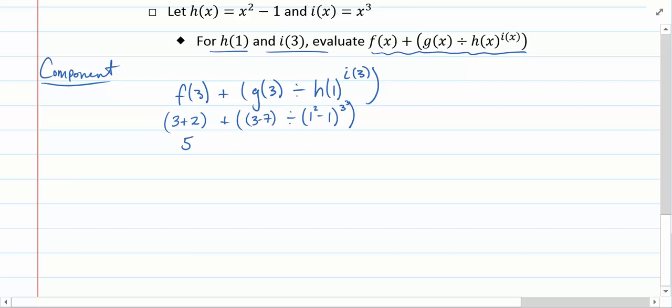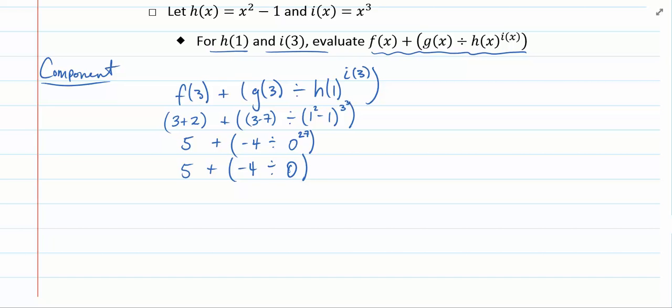3 plus 2 is 5. We can resolve that piece. 3 minus 7 is negative 4. 1 squared minus 1 is 0. And 3 cubed is 27. Following the order of operations, I would complete my exponents first inside the innermost parentheses. So I'm not going to touch any of my other numbers just yet. I'm only going to simplify this piece, 0 to the 27th power. And that's 0.